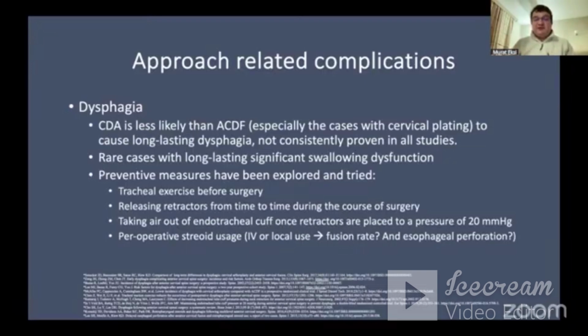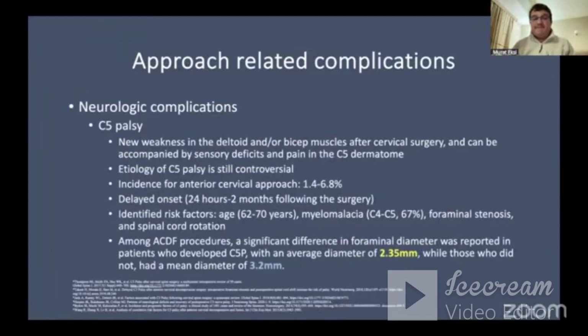Some preventive measures have been disclosed in the literature, such as tracheal exercise before surgery, releasing retractors from time to time during the course of surgery, taking air out of the endotracheal cuff once retractors are placed to a pressure of 20 mm mercury, and perioperative steroid usage, IV or local. But there are some reports depicting fusion failure and even esophageal perforation after local use of steroids, so we should be careful about that.